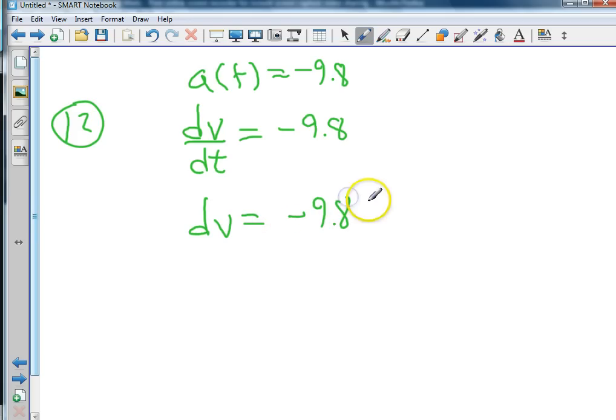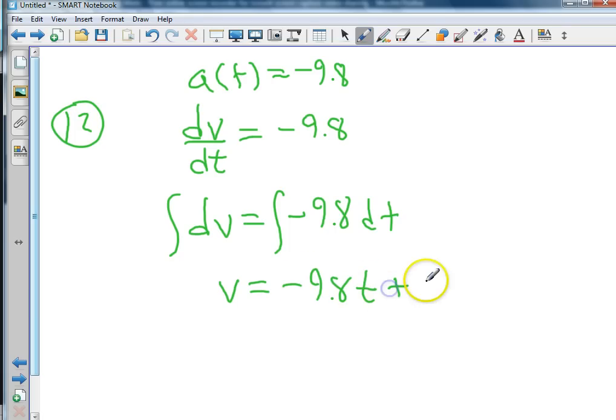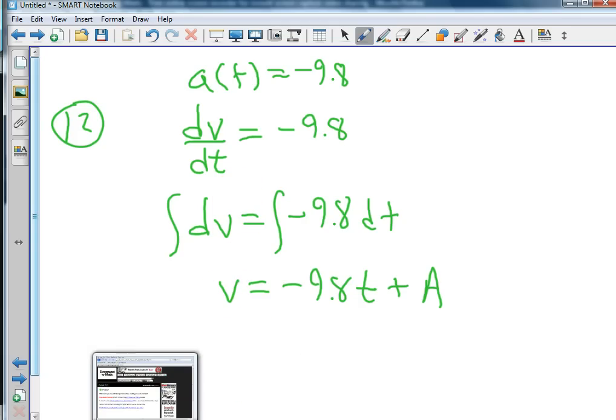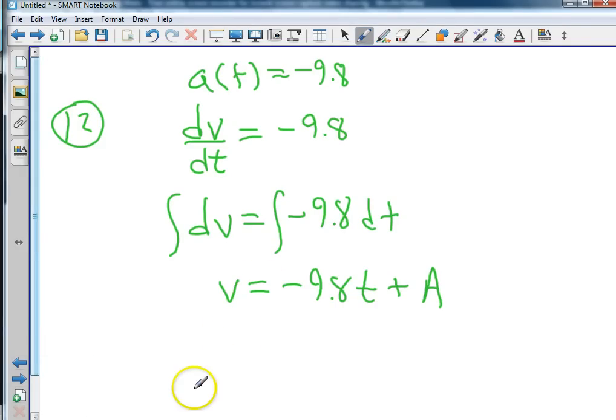Negative 9.8 dt. Then you integrate, and you get negative 9.8 t plus a constant. Now remember, they gave you the acceleration to get the velocity, but we're going to use the velocity to get the displacement. I'm going to need two constants of integration. I'm going to call one a and one b for convenience sake. That's all.